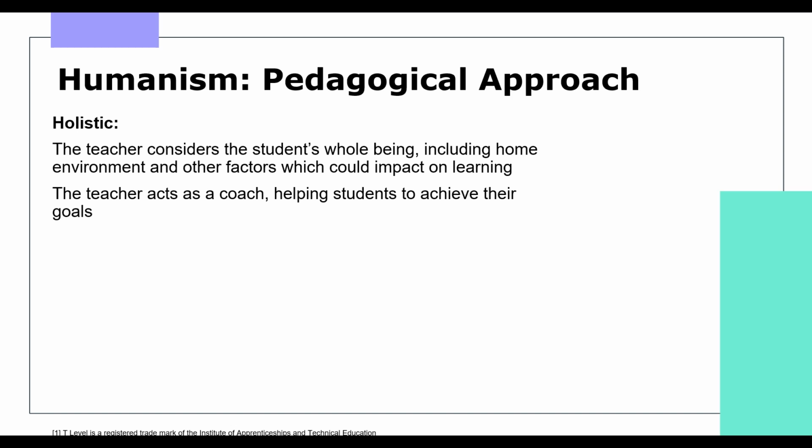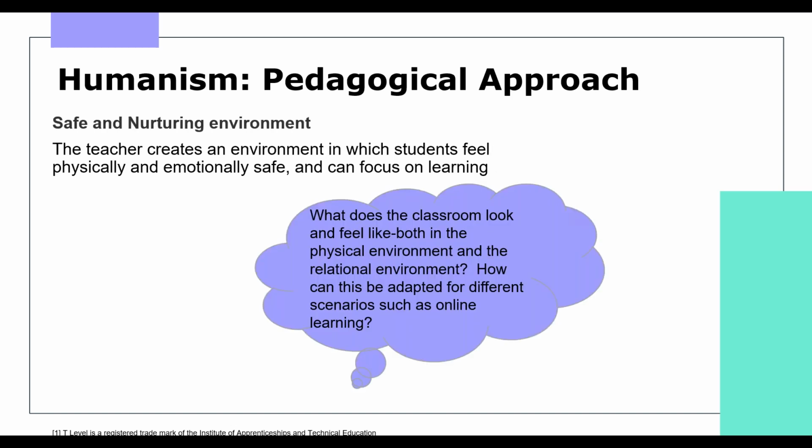Holistic. The teacher considers the student's whole being, including home environment and other factors which could impact on learning. The teacher acts as a coach, helping students to achieve their goals. The teacher creates an environment in which students feel physically and emotionally safe and can focus on learning. What does the classroom look and feel like, both in the physical environment and the relational environment? How can this be adapted for different scenarios, such as online learning?